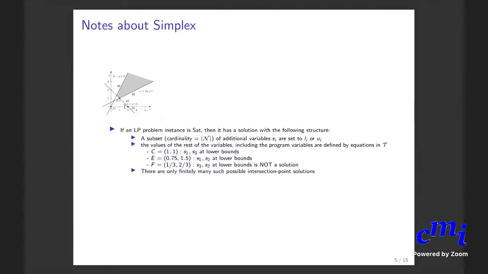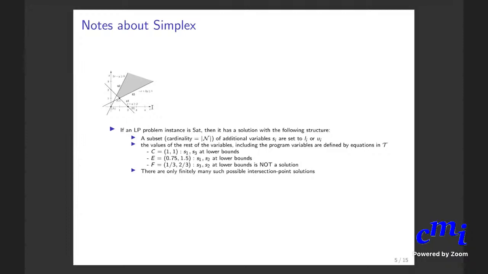You can even sometimes have a solution in which only one of the slack variables is set to the lower bound. For example, if the line S1 were to be moved all the way down, such that it includes the point B, or if S3 was moved all the way down to include the point labeled B, then B itself will be a solution, and that is not really an intersection of two things, but it just lies on S1.